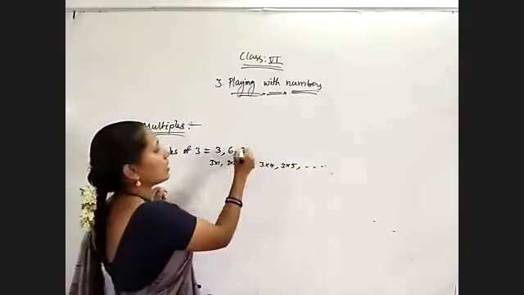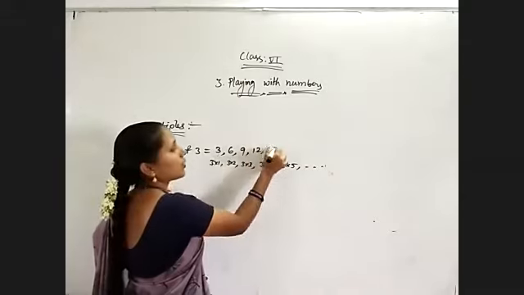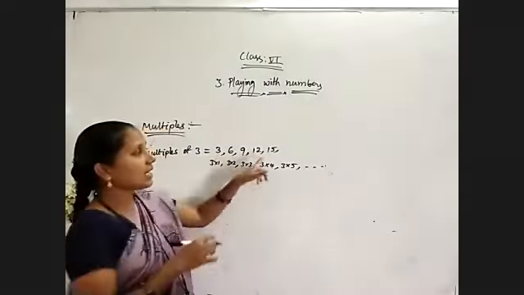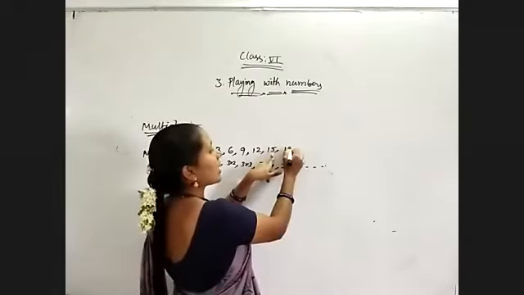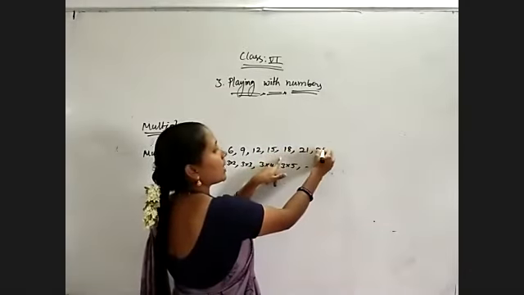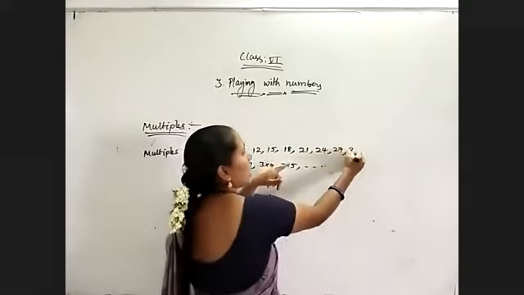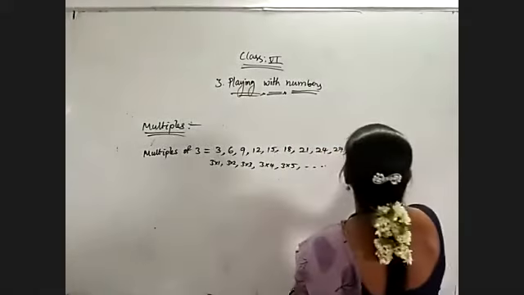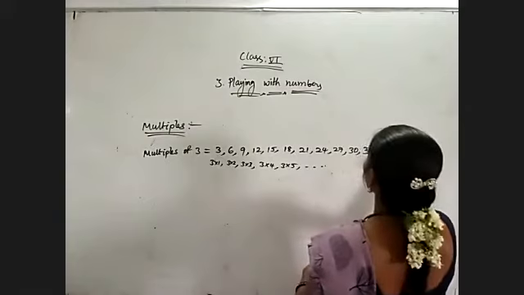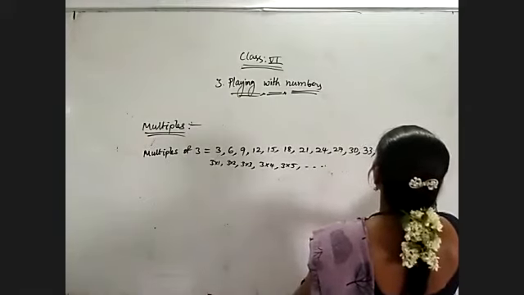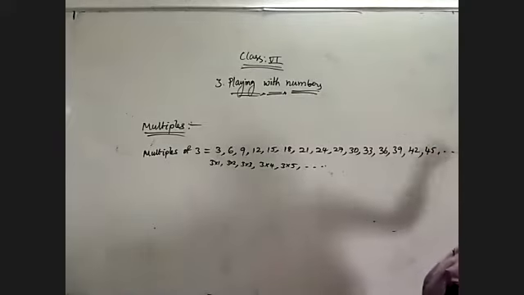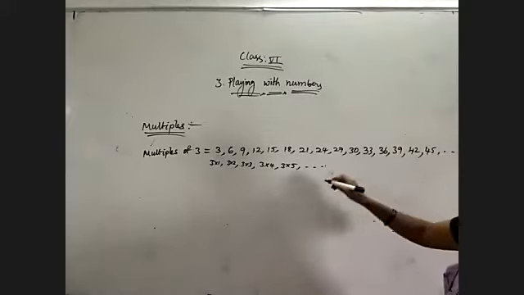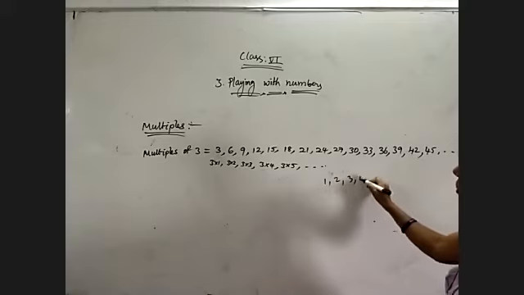So 9, 12, 15. Just by adding 3 each time we will get the 3 table. 15 plus 3 is 18, 21, 24, 27, 30, 30 plus 3, 33, 33 plus 3, 36, 39, 42, 45 and so on. Like that we will get the numbers, meaning we are multiplying by 1, 2, 3, 4 and so on.